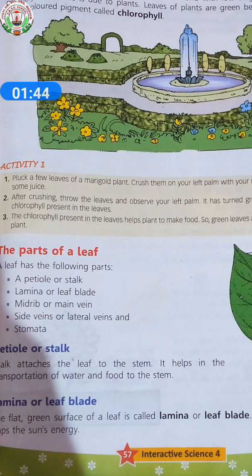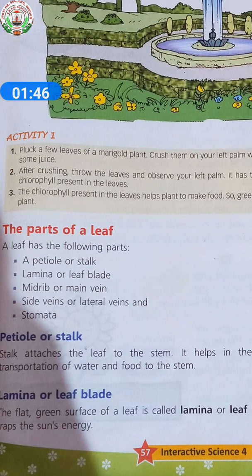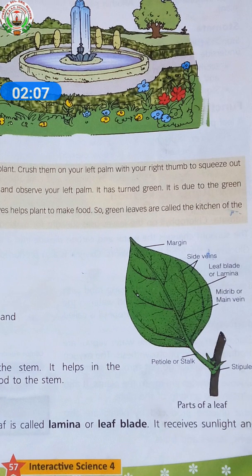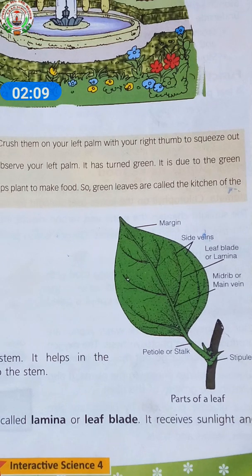In parts of a leaf we will study the following: a petiole or stalk, lamina or leaf blade, midrib or main vein, side veins or lateral veins, and stomata. So after this we will take the leaf diagram. See the picture here, children.